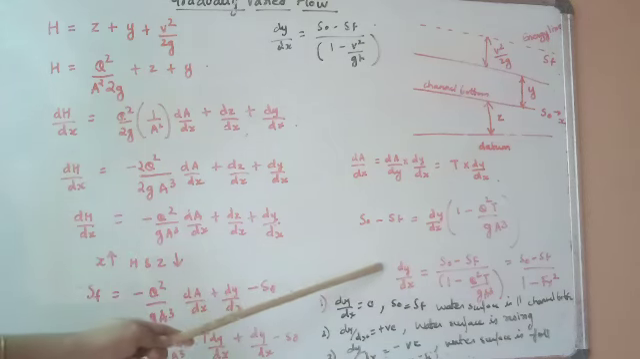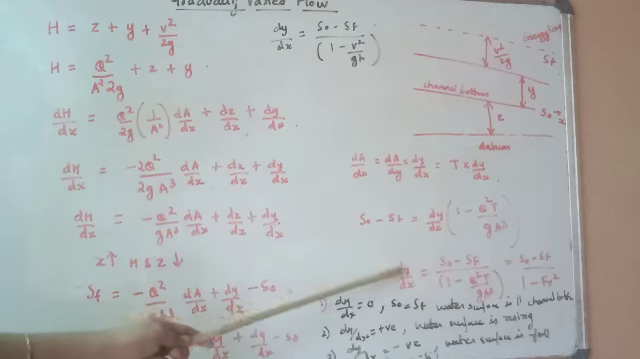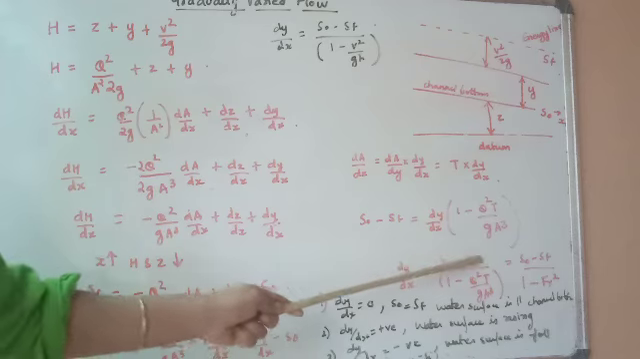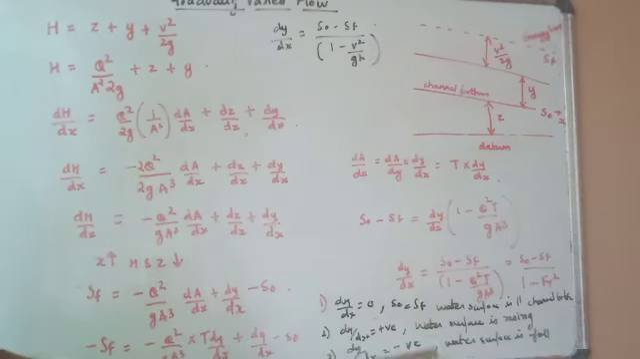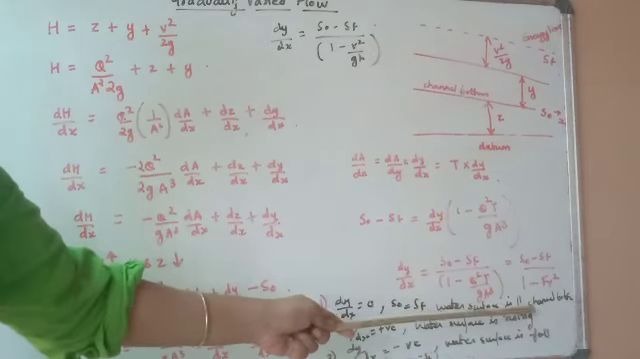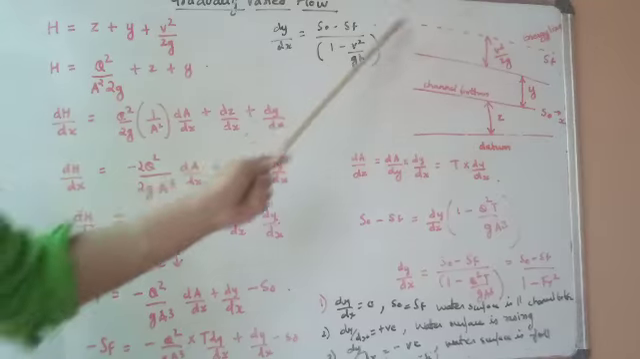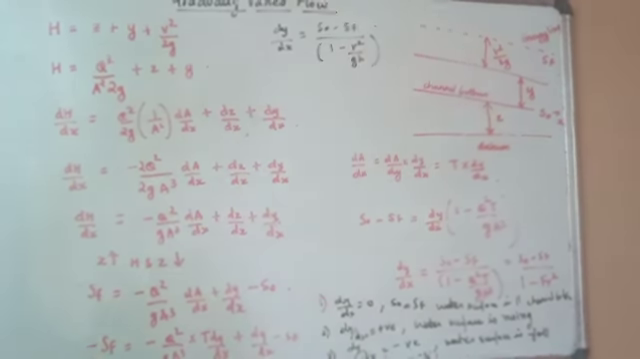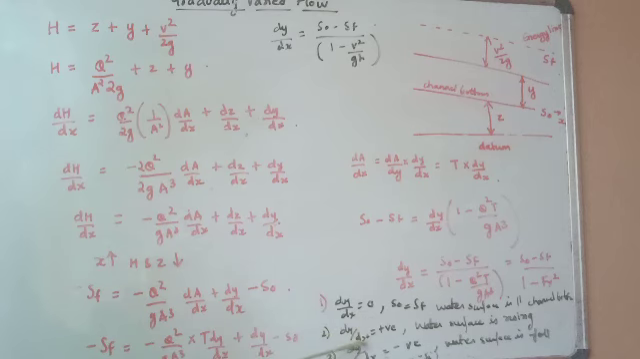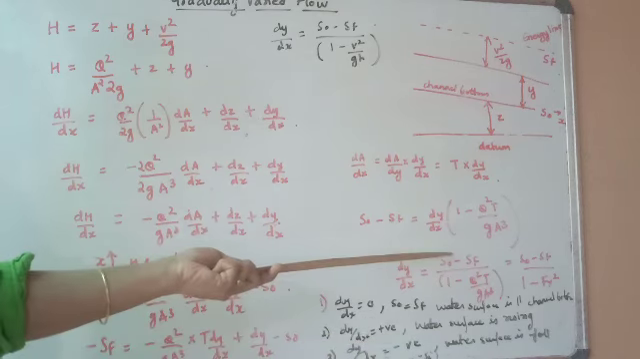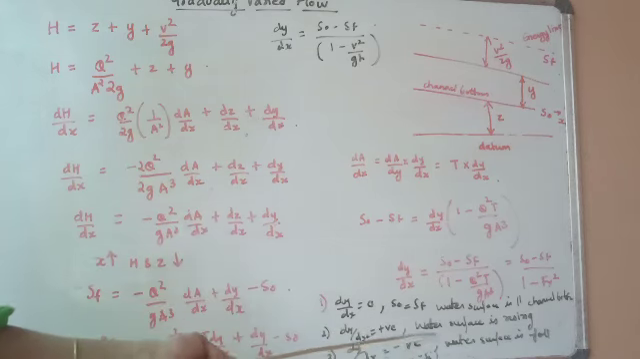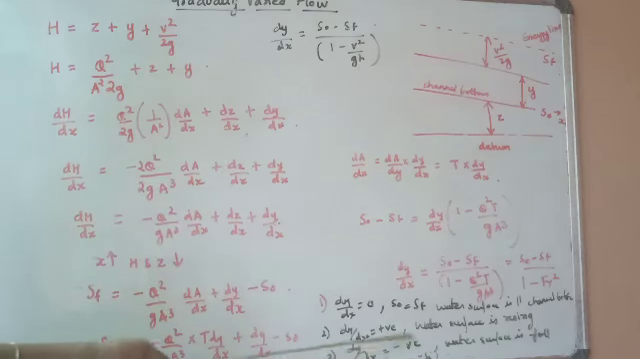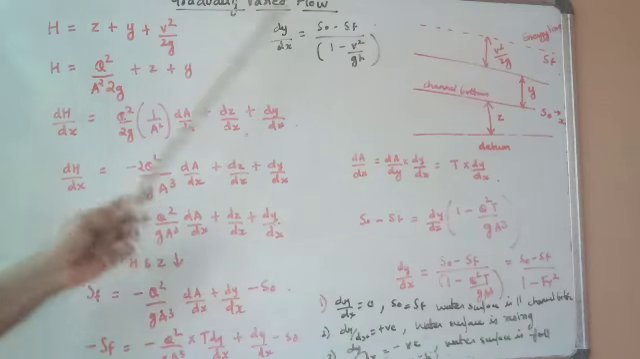And if the change in depth along the x direction, dy by dx, is 0, what does it mean? It means S0 and SF are equal. In that case the water surface is parallel to the channel bottom. And if dy by dx is positive, that means the value you are getting is positive, the water surface is rising, and if dy by dx is negative, then the water surface is falling.